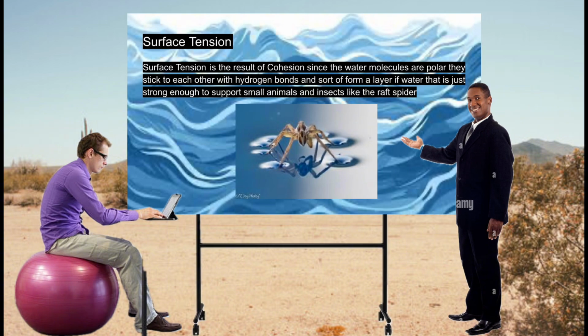So they aren't floating, they're just standing on that layer? You got it. They just have to be light enough to not break the bonds. That's a pretty cool way to get across a pond. Nature's built-in bridge.